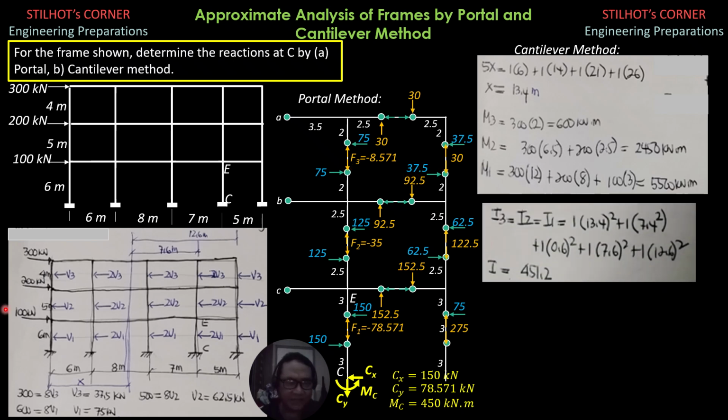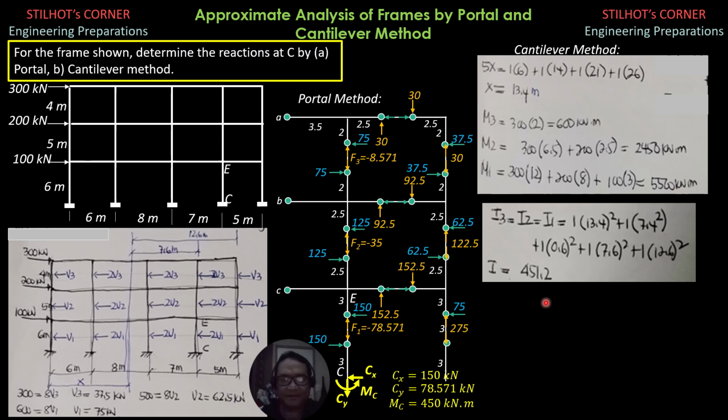So moment of inertia is the summation of area times distance squared. For this column, distance 13.4 squared. For this column, distance 7.4, which is 13.4 minus 6. Then plus 1 times 0.6 squared, then 0.6 plus 7, 7.6 squared, plus 1 times 12.6 squared. So I is 451.2 units to the fourth.